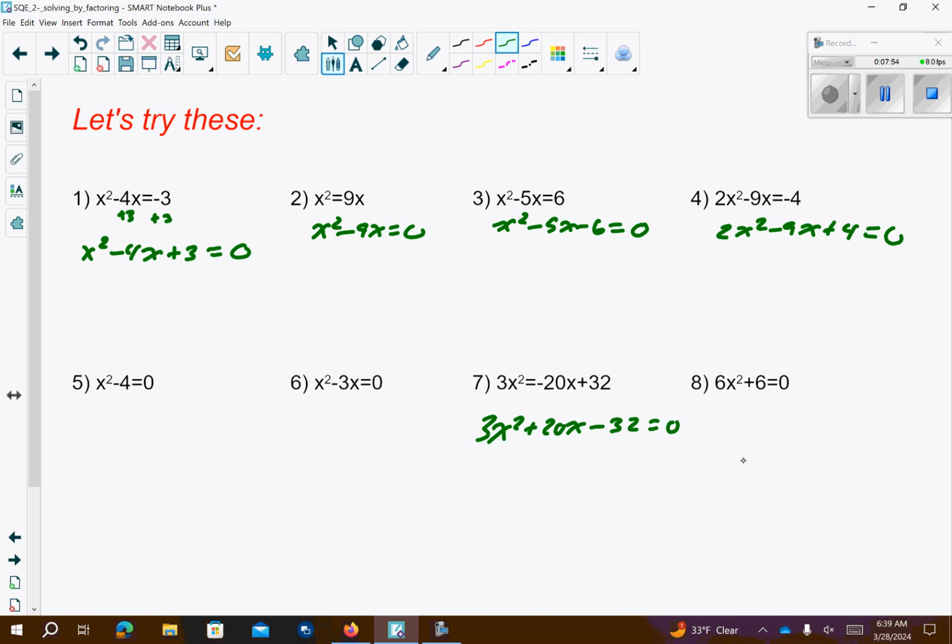And then this one we can go ahead and solve. So let's go ahead and see if we can work through these. So let's multiply those together. So I get a positive 3. So I'm going to have 2 negatives. So I have negative 3x and negative 1x. Plug them in.